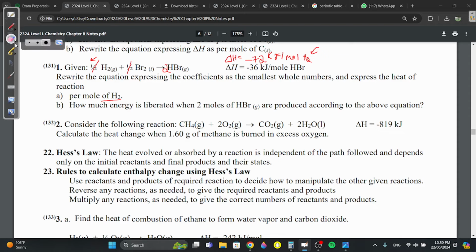How much energy is liberated when 2 moles of HBr are produced according to the above equation? That means we want 2 moles of HBr. We have 2 moles of HBr here already, so there's no need to do anything. So you can just say minus 72 kilojoules.